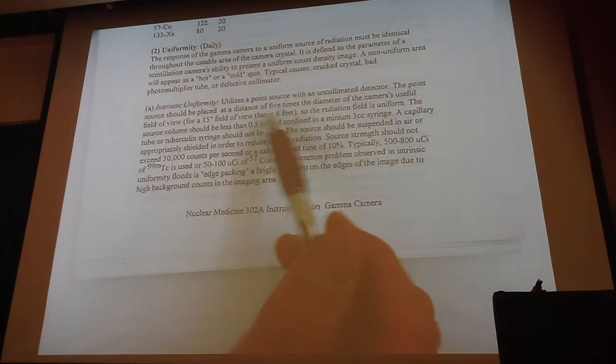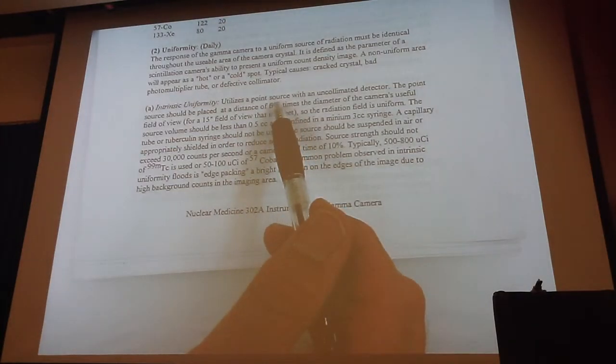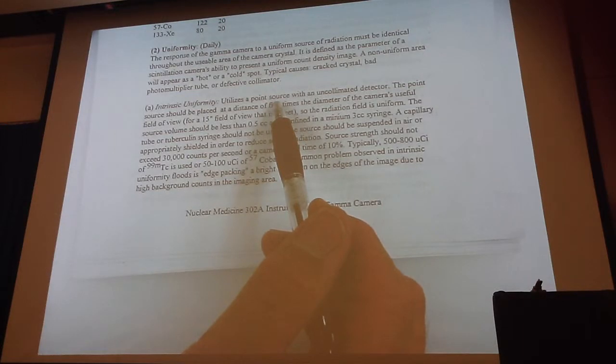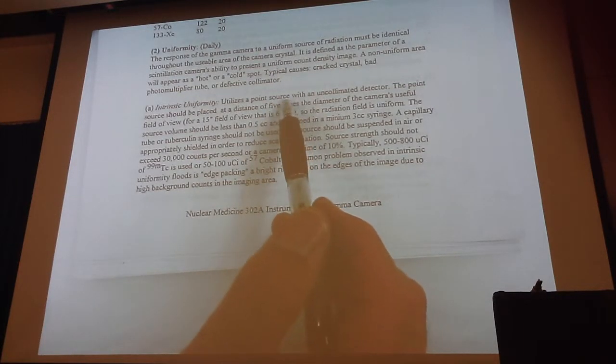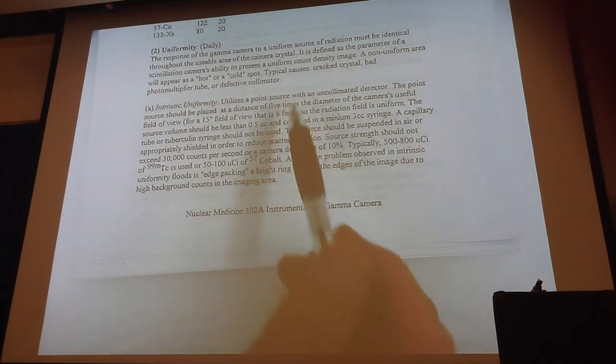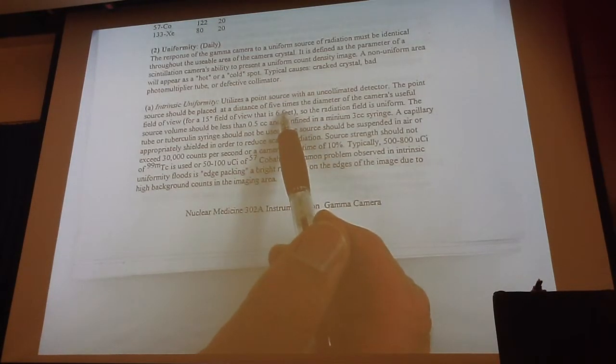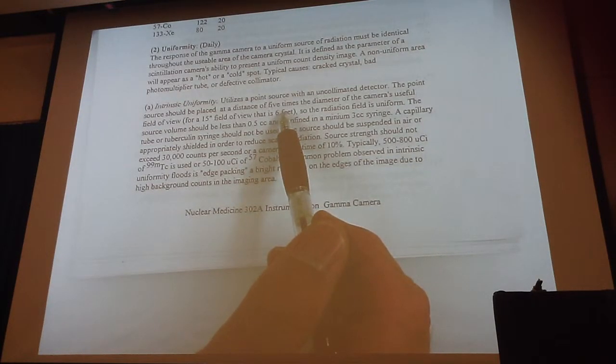Now, okay, so it says intrinsic utilizes a point source. Now, a point source has a very clear definition. Usually it's less than 0.5 cc's in a 3 cc syringe. Anything larger than that is no longer considered a point source. So we're trying to use what they call the inverse square law to make sure that there's a uniform distribution of radiation on your crystal so that it all looks the same. You don't want to see any hot spots or any cold spots.